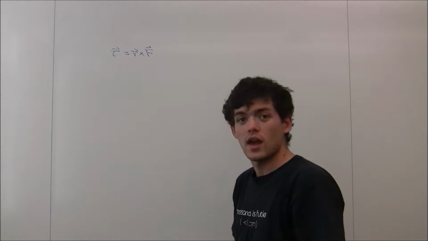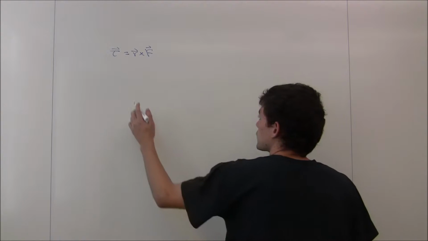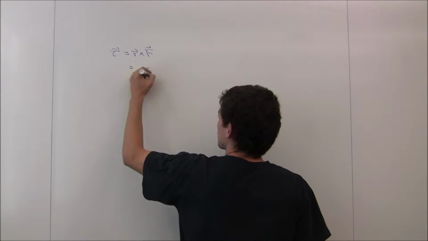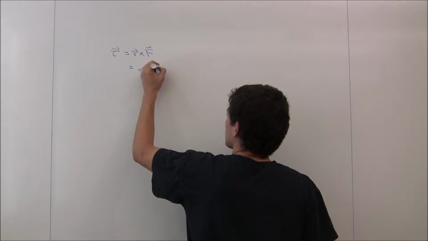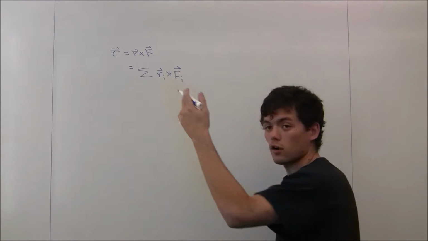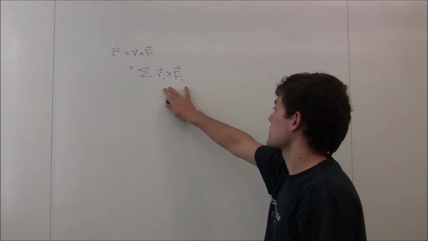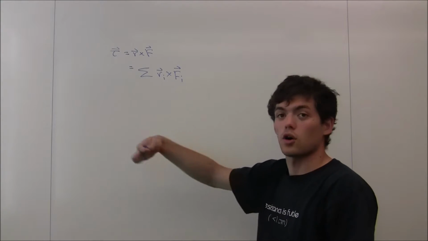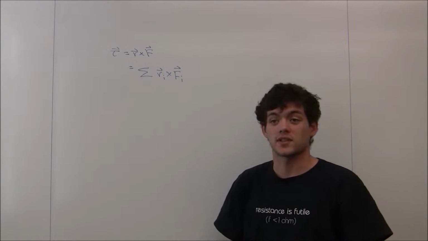for a single force, and for a number of forces, the total torque is going to just be the sum of Ri cross Fi across all forces and all distances i, so that we get all of the torques added up for a single system.